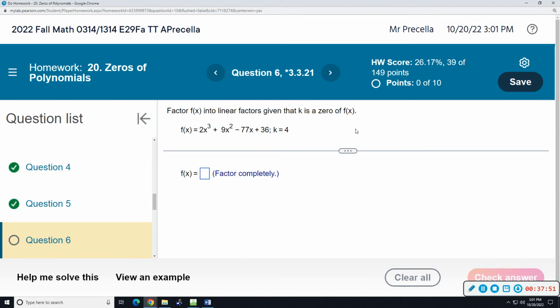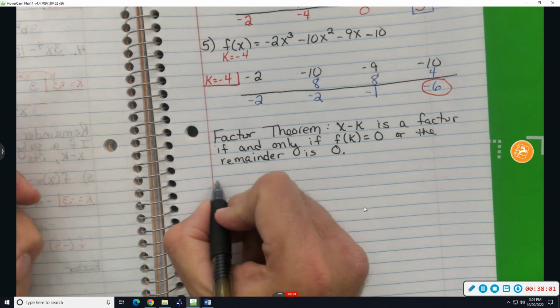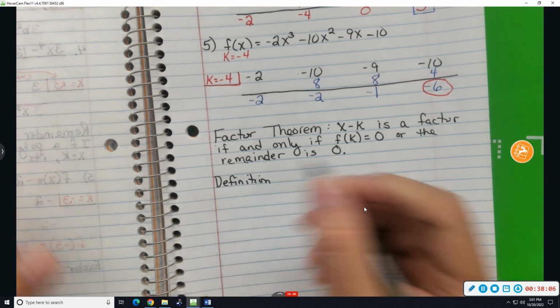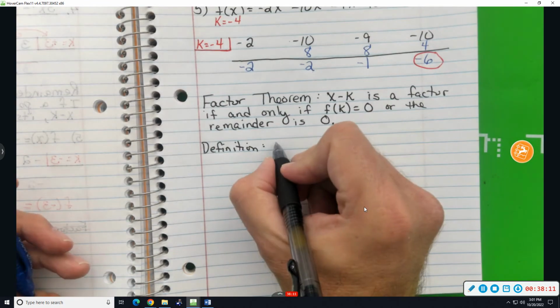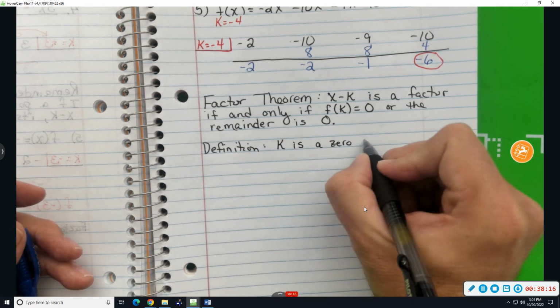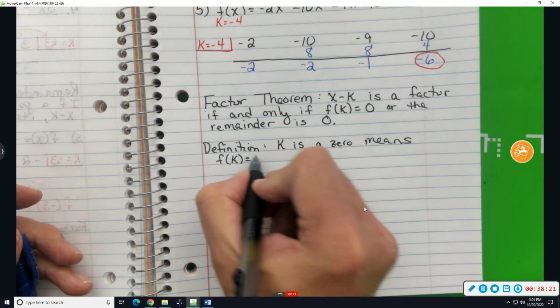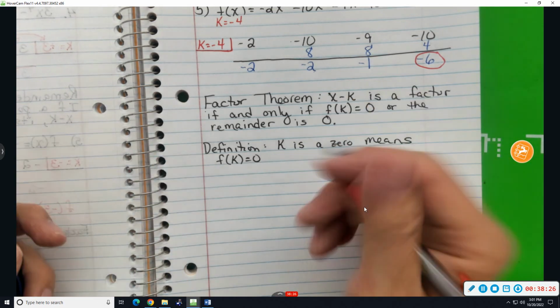Well, here's a definition that I probably should have just said right up here. K is a zero means f of k is zero, which means the remainder is zero.